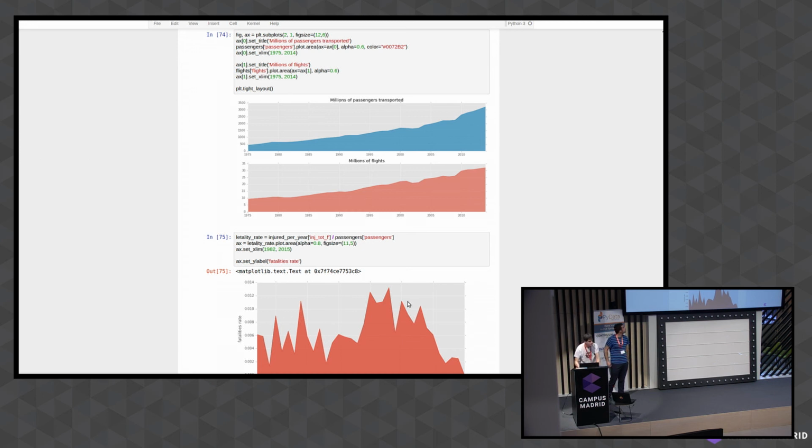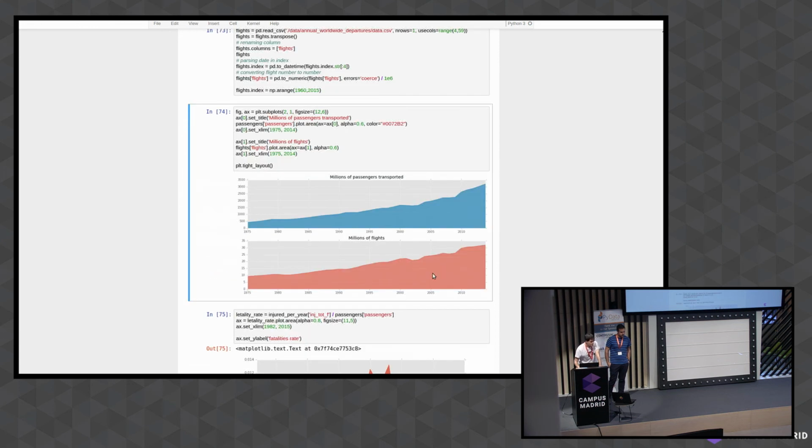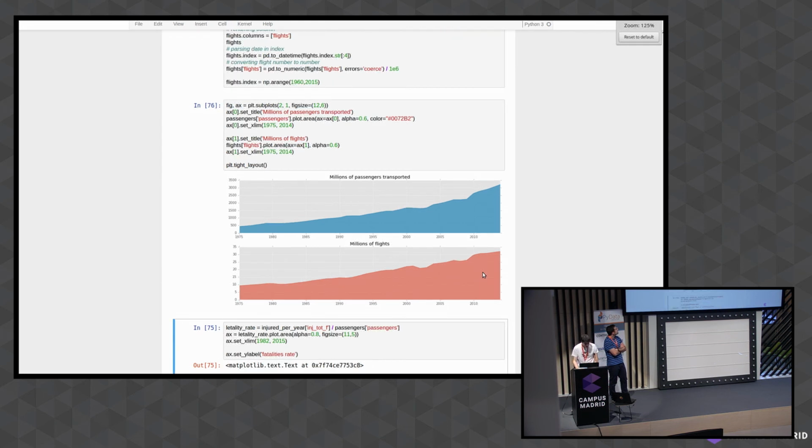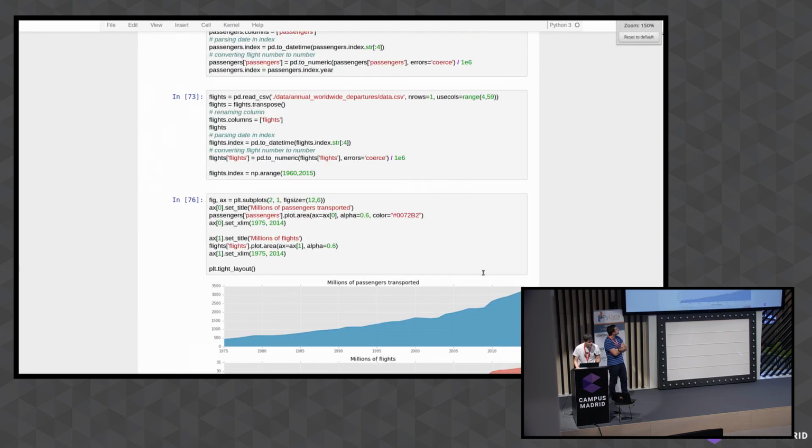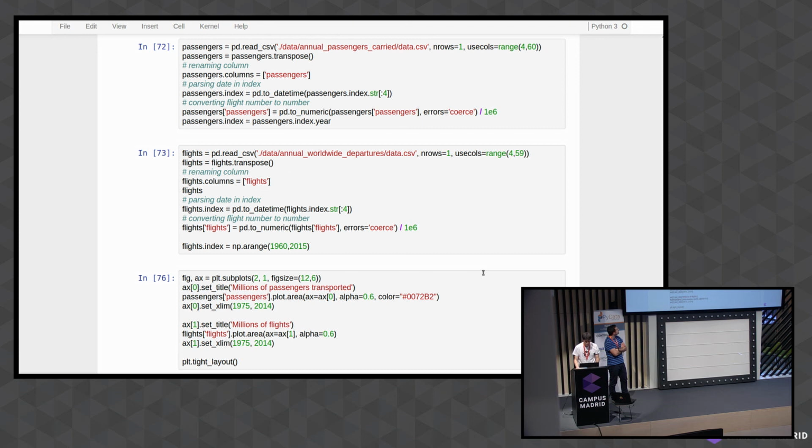Okay, so I have it there. Can I move? Okay. So it has been growing, and now we can see that we have larger airplanes because there are more passengers, and also that planes are less empty. Can you increase the size of the font a little? Yeah, but it's difficult because I'm not seeing anything here.